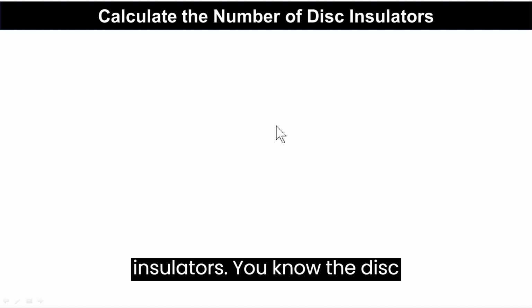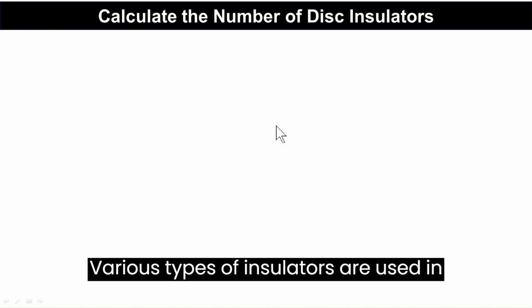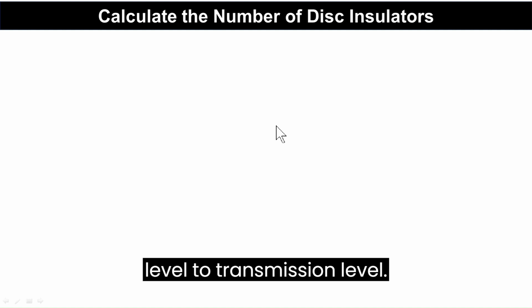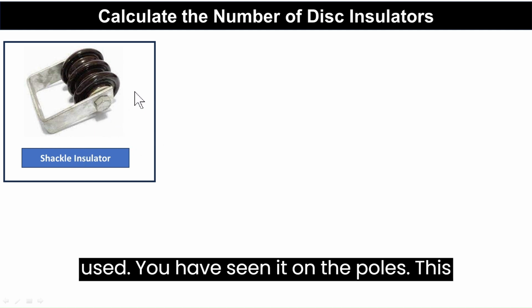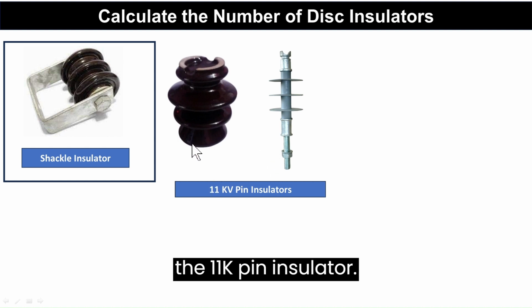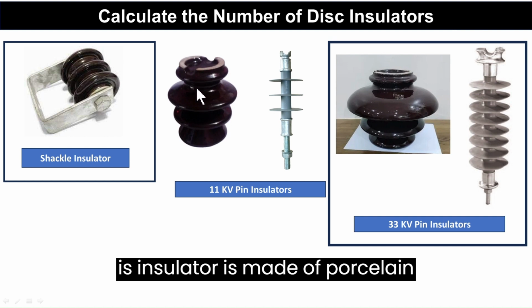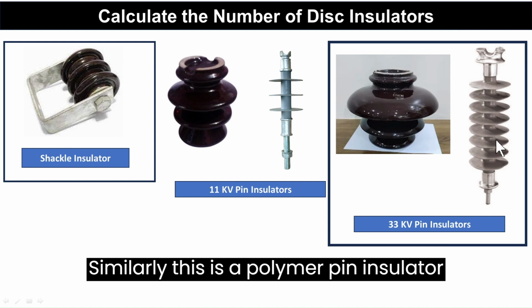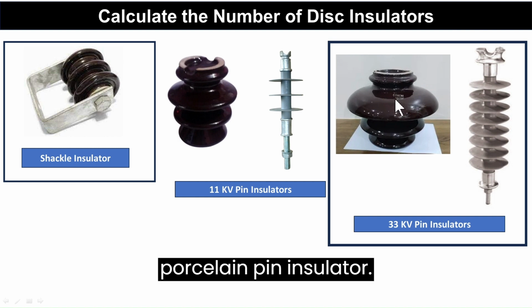Calculating the number of disc insulators. You know the disc insulator or pin insulator. Various types of insulators are used in lines from distribution level to transmission. In LT lines, shackle insulators are generally used. You have seen them on the poles. This is called the shackle insulator. This is the 11 kV pin insulator, and this is the 33 kV pin insulator. This one is made of porcelain, and this is made of polymer. Similarly, this is a polymer 33 kV pin insulator, and this is a porcelain pin insulator.